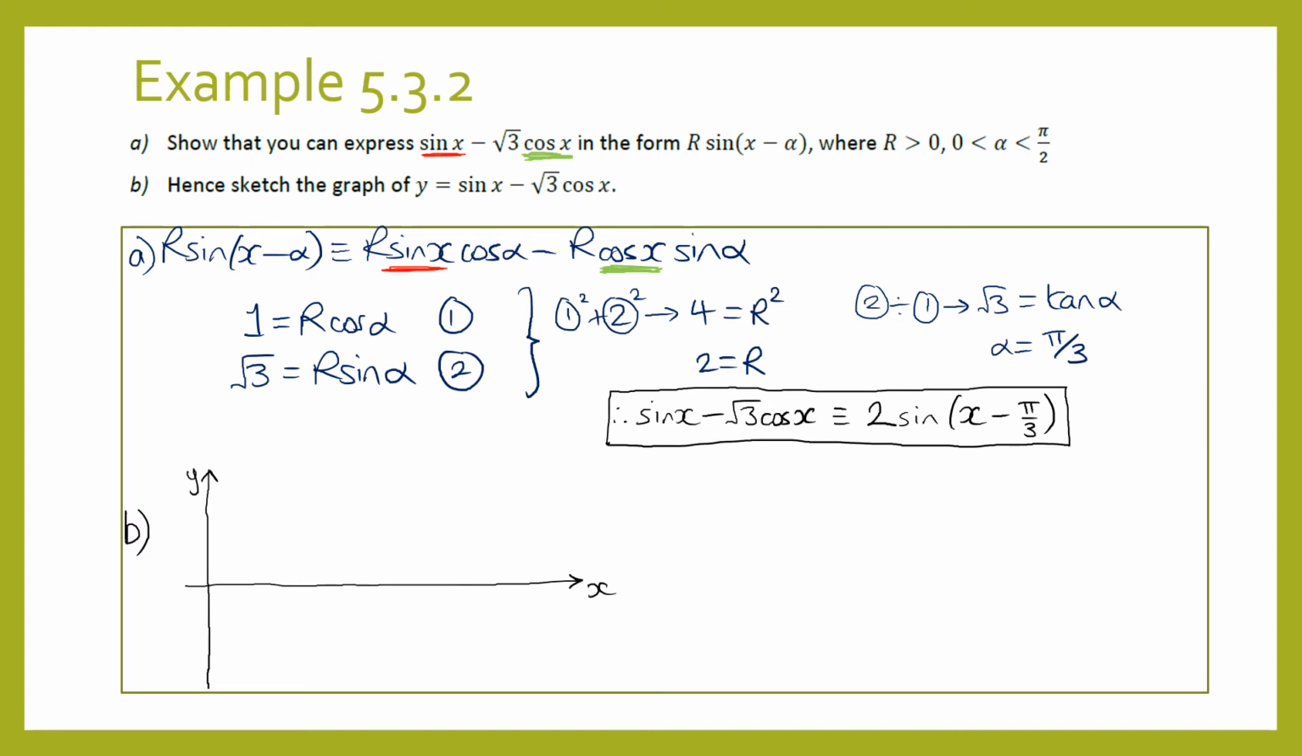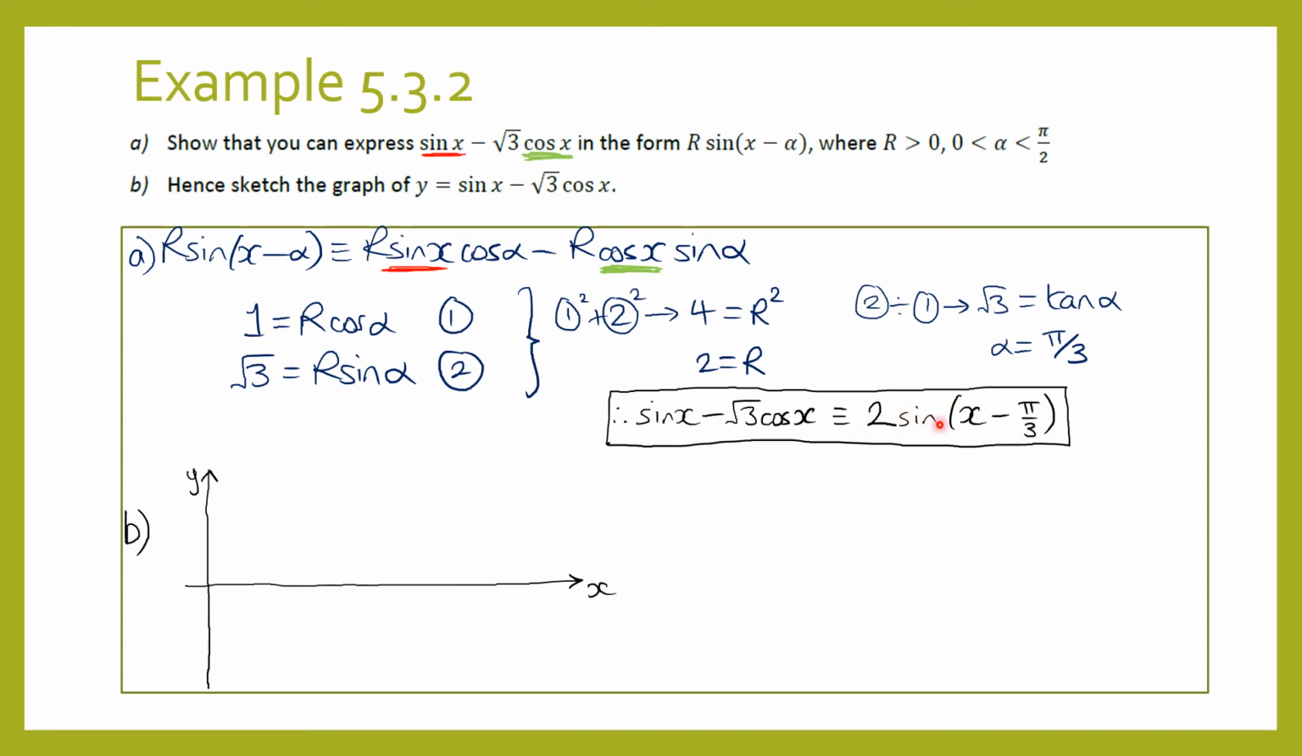Right, in part B, and this is quite a common follow-up to a task like part A, you're now being asked to sketch the graph. Well, this is one of the advantages of converting it into the form r sine (x minus alpha), because if we were just given the original expression, that's really hard to sketch. But in this new version that we found from part A, we can now sketch this graph.